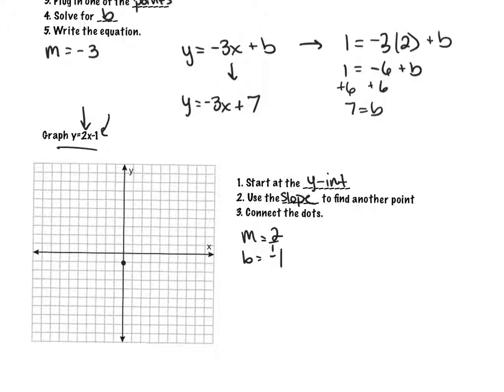So I'm going to go up 2 and then over 1 to the right, because I always want to run to the right. And then I connect those dots, right? And I have my line, and that's as simple as that for graphing slope-intercept form.